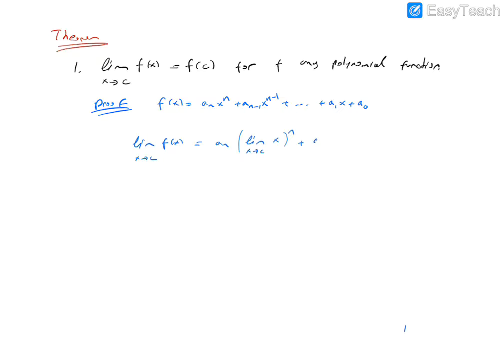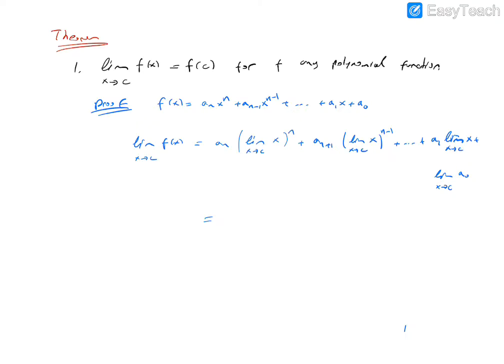And similarly, an plus, and also using the summation rule, the limit as x goes to c of x to the power n minus 1, plus blah blah blah, a1 times the limit as x goes to c of x plus the limit of a0 when x goes to c.